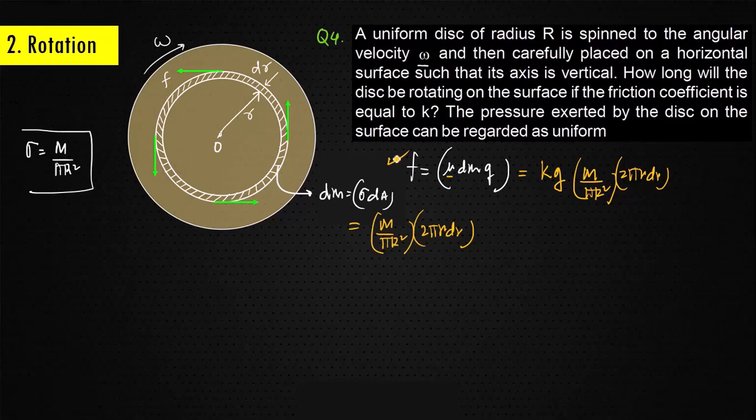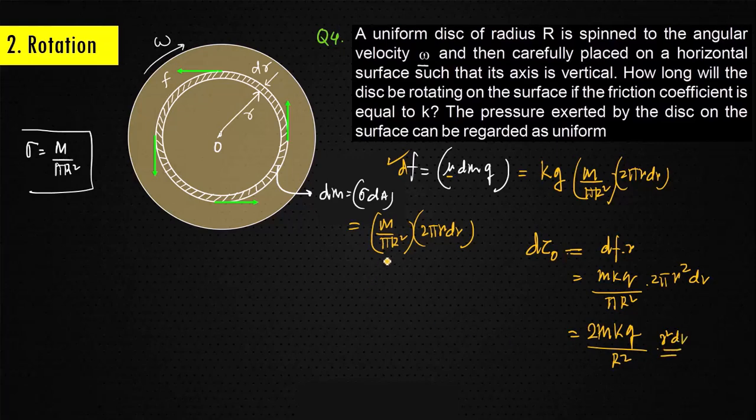So this friction will produce a torque. This is the elemental friction. So correspondingly, what is the elemental torque? d tau about the center should be equal to f into small r. So df into small r is the elemental torque. Once I multiply it, I get mkg divided by pi R square into 2 pi small r into again r, so 2 pi r square dr. So cancel the pi. So m k g 2 divided by capital R square into r square dr. That is the elemental torque.